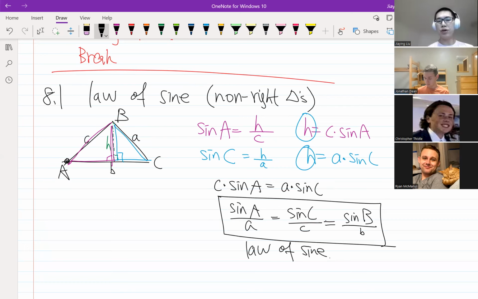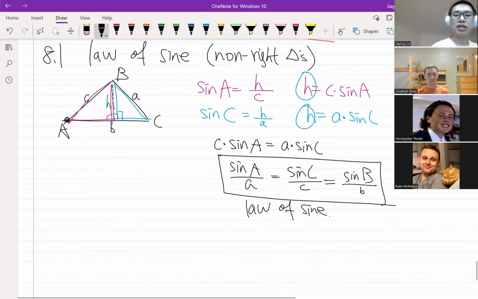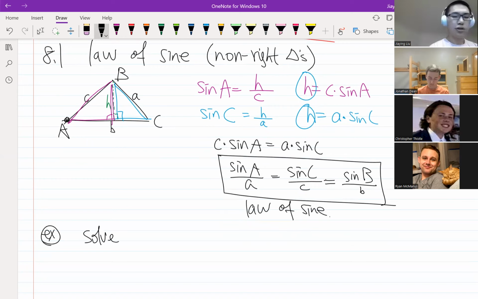And it's very useful if we look at a non-right triangle, if we know an angle, or maybe two angles, and one side, we try to find the other missing sides or missing angle. It's very useful in that sense. So let me give you some examples. The first one we're going to do is solve the following triangle.